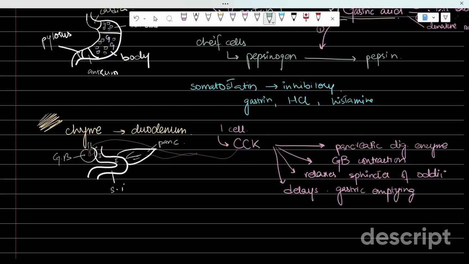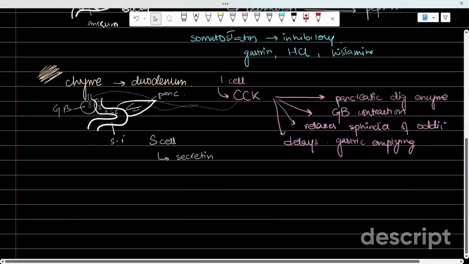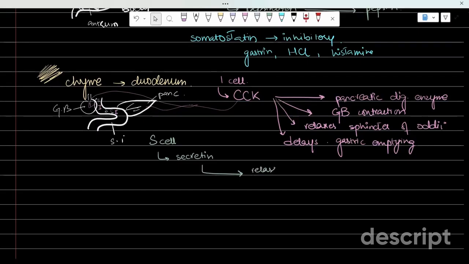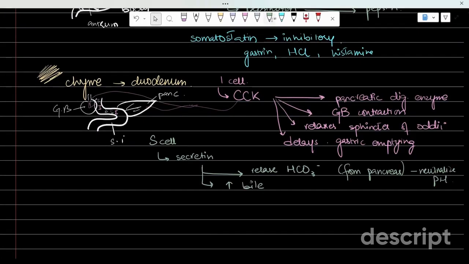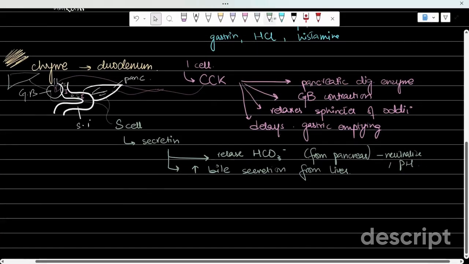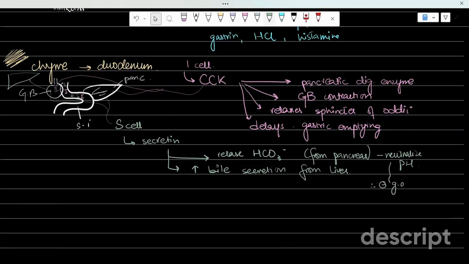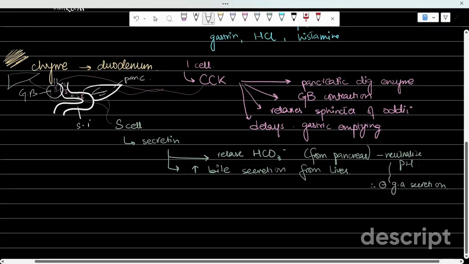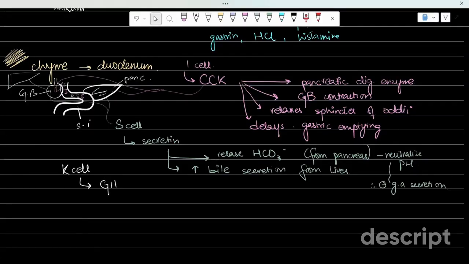At the same time, the S cells in the duodenum sense acidic chyme and secrete secretin. The secretin stimulates the pancreatic ductal cells to release bicarbonate and increase bile secretion, not from the gallbladder, from the liver. As you can see, the S cell signaling the pancreas and the gallbladder. So this makes the alkaline environment suitable for enzyme activity since the pH is now corrected. Secretin now also inhibits further gastric acid production. As I said, the main trigger for CCK is fats and protein mainly.